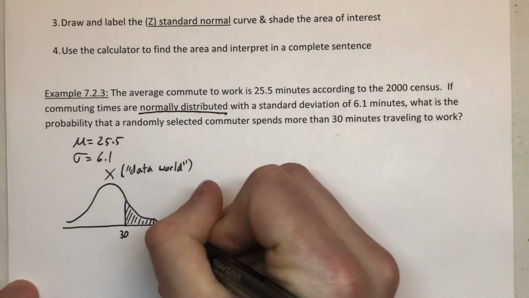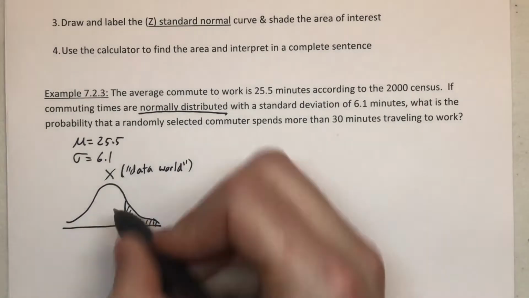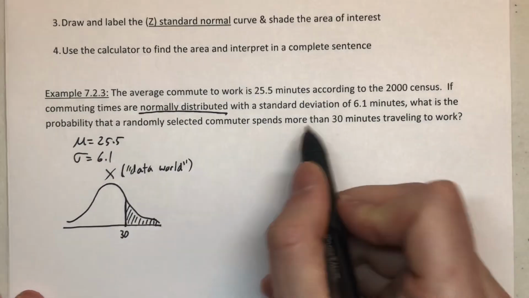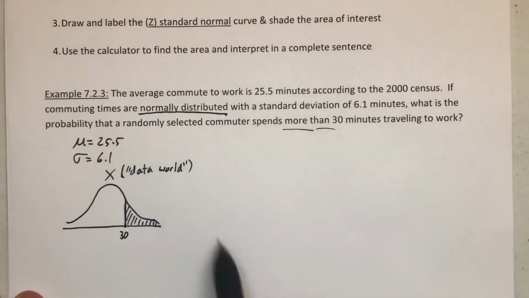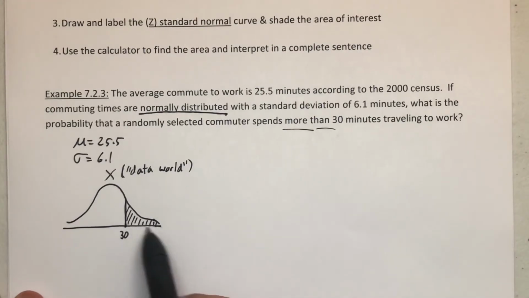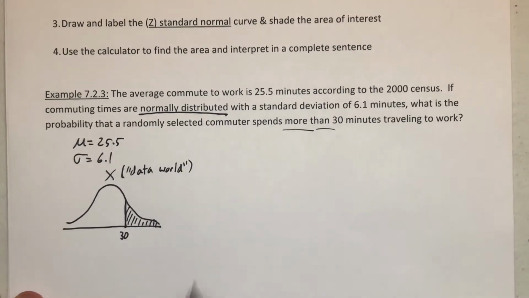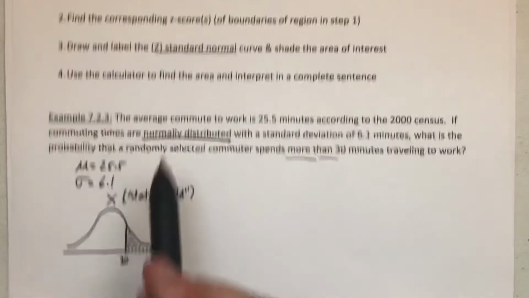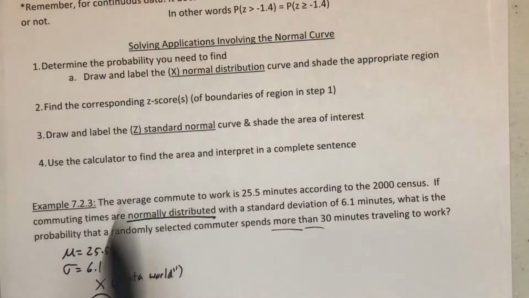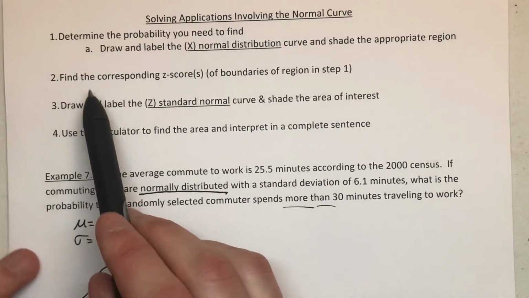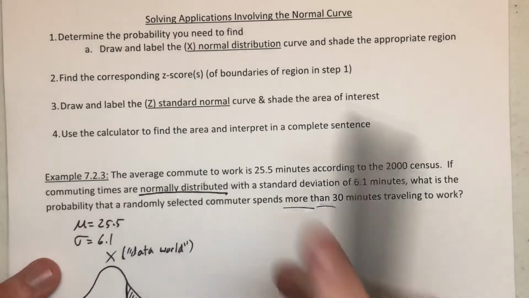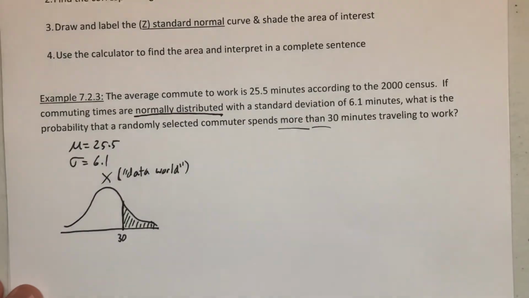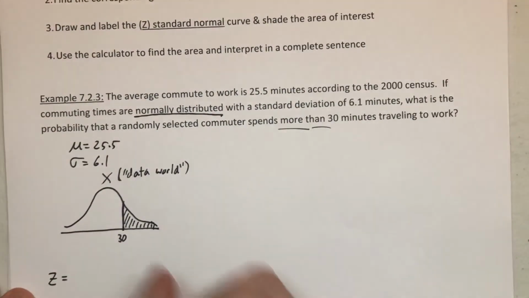So there is the idea of 30's location to the right, and I shade in the idea of more than 30 minutes. That shaded region represents all the commute times that are more than 30 minutes, beyond 30 minutes. So that's our picture in what I'll call data world, in the world of x. Now, step 2 says find the corresponding z-score or z-scores for the boundaries. For this picture, there's only one known boundary, just that value of 30, so we will find a z-score of 30.